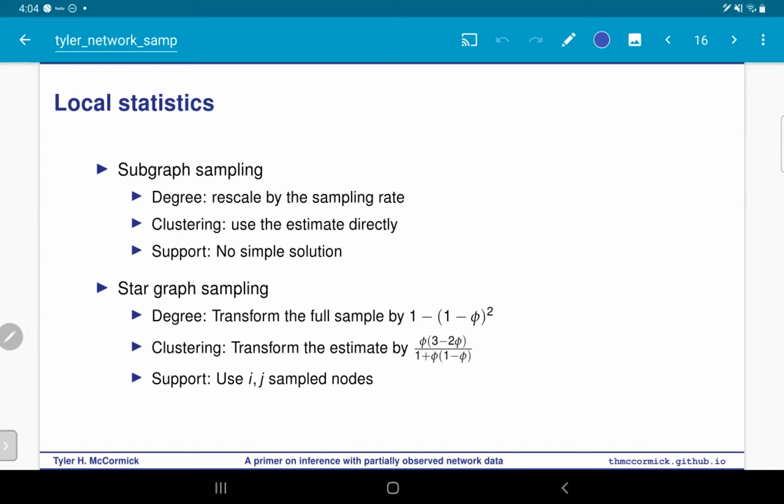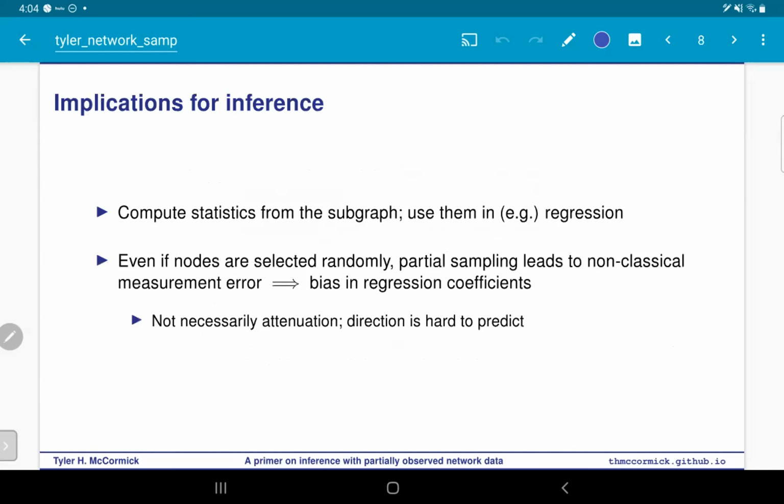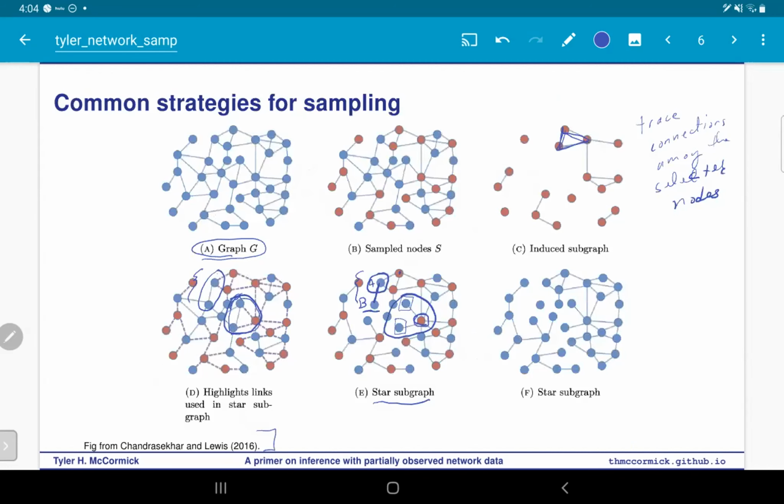For the support, however, there's really no simple solution in terms of how you estimate the support, and that makes sense, right? Because if you think about the induced subgraph, what you're really losing here is precisely what you need for support, which is the fraction of links where the nodes involved in those links have a connection in common. So you're really not getting any opportunities in the induced subgraph to observe those high order properties.